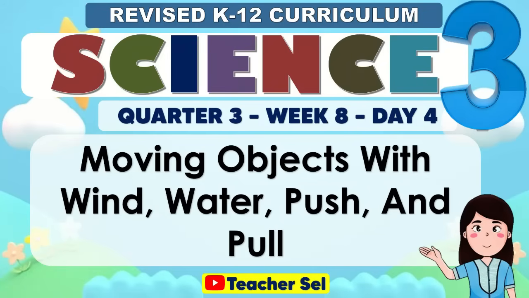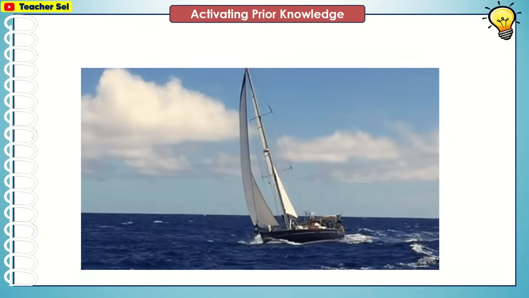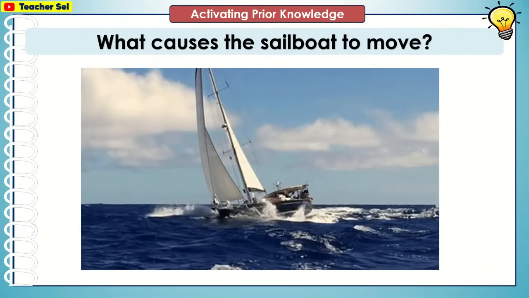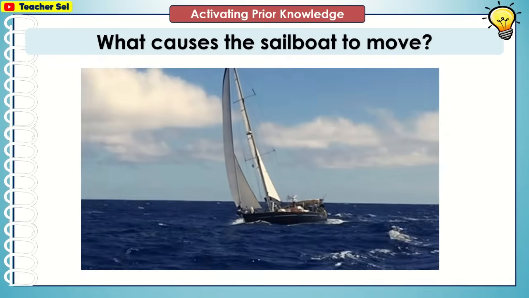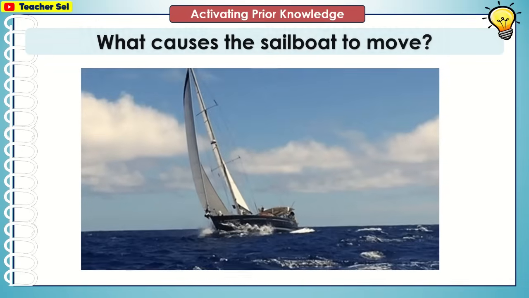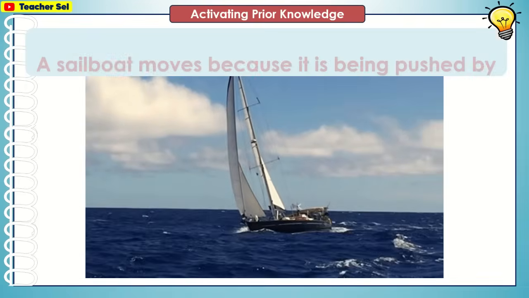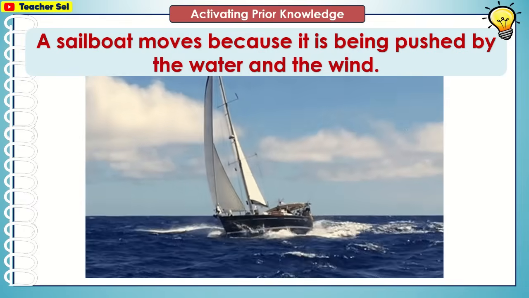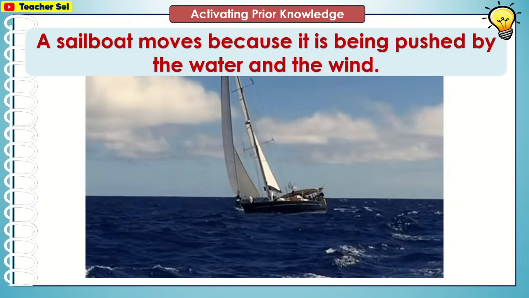For day 4, moving objects with wind, water, push, and pull. What causes the sailboat to move? A sailboat moves because it is being pushed by the water and the wind.